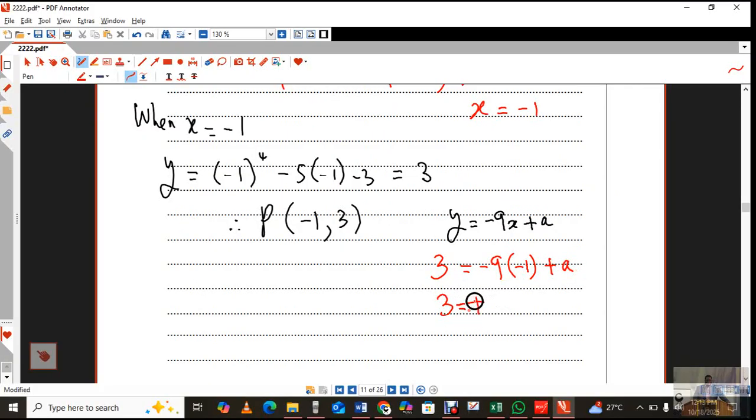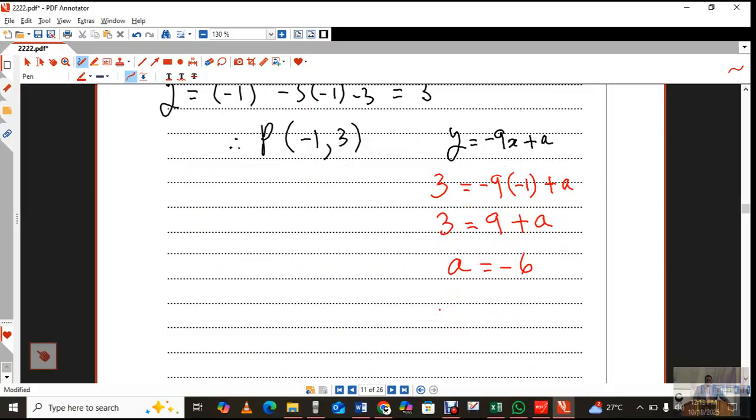Okay, let's just do it. 3 equals positive 9 plus a. The a value will be 3 minus 9, which is negative 6. So I do have my answers then.